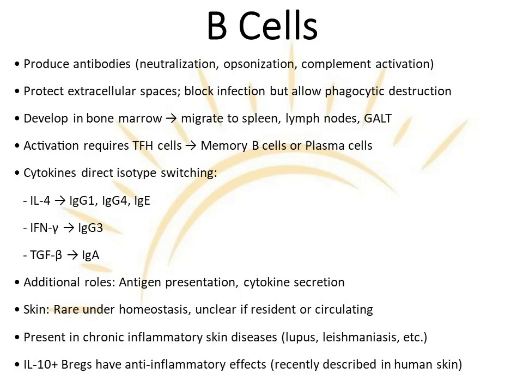B cells. Primary function. B cells are lymphocytes responsible for humoral immunity by producing antibodies. Antibodies protect against extracellular pathogens through neutralization, opsonization, and complement activation. Development and distribution. B cells develop and mature in the bone marrow. After maturation, they migrate to secondary lymphoid organs: spleen, lymph nodes, and gut-associated lymphoid tissue, GALT.